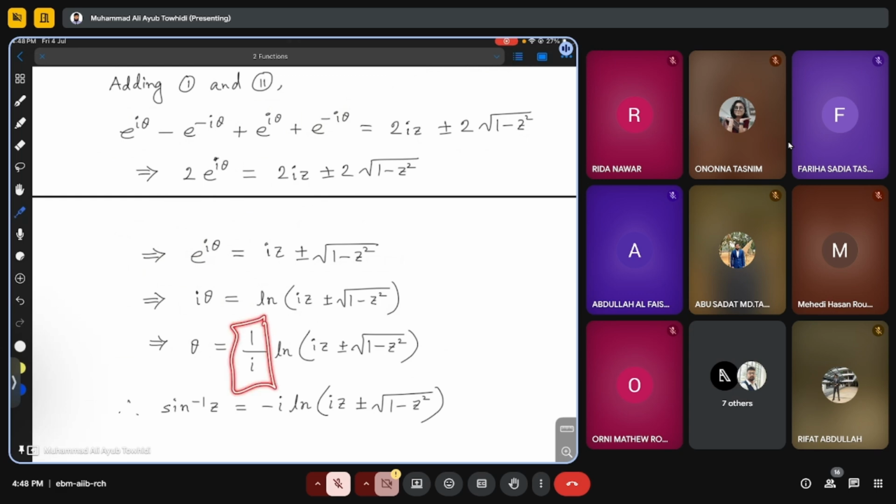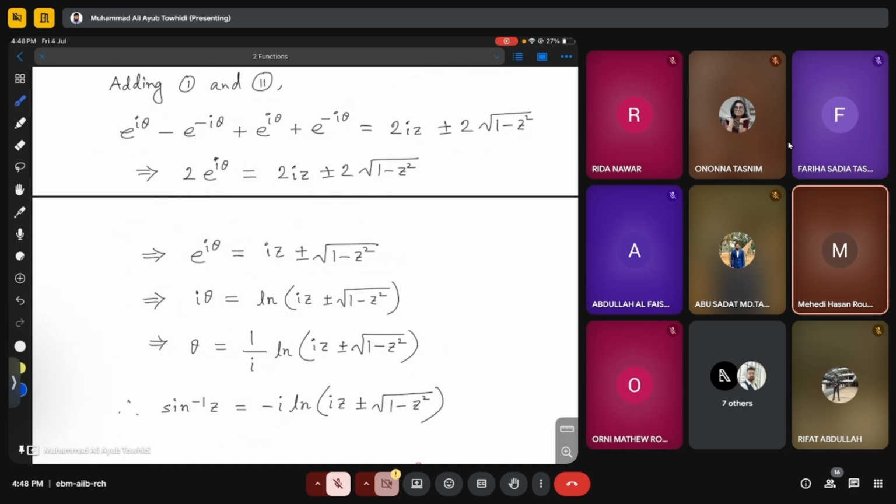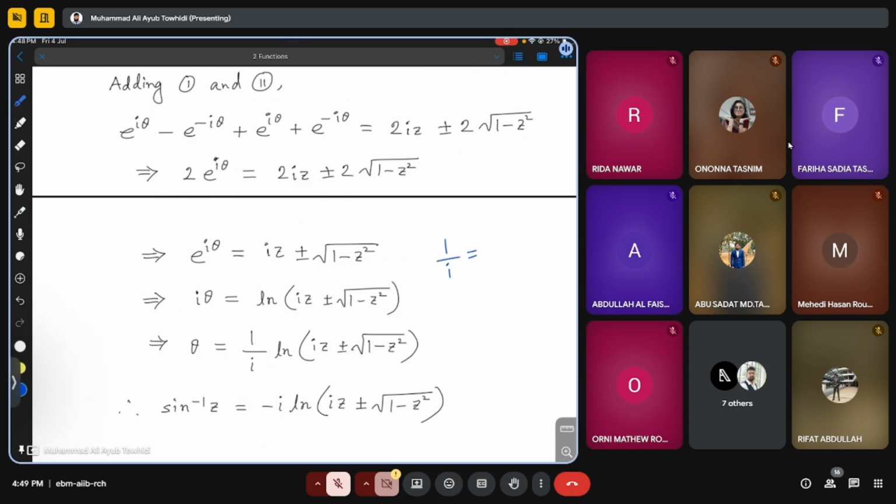And 1 by i is also −i. You remember that from the last class? Yes, sir. Good. Those of you who remember, 1 by i can be written as i by i², and i² is −1. So i by −1, or simply −i.